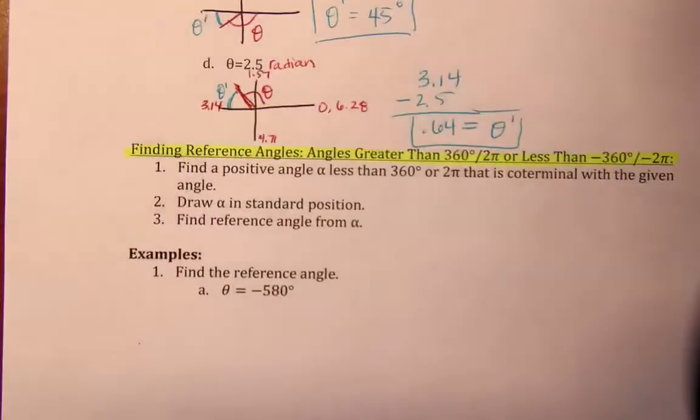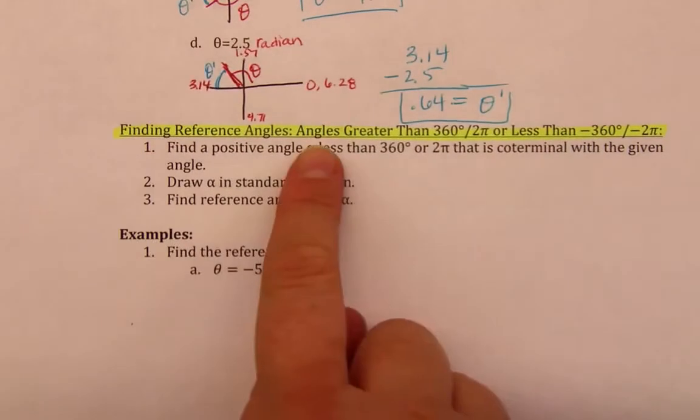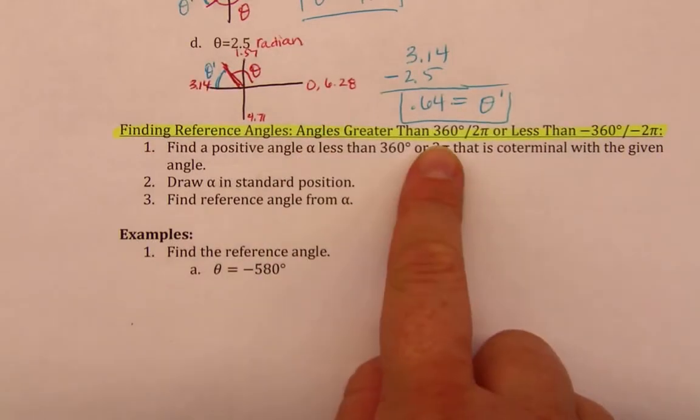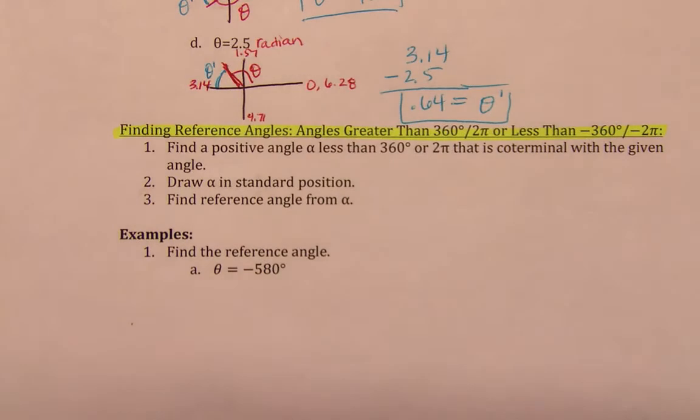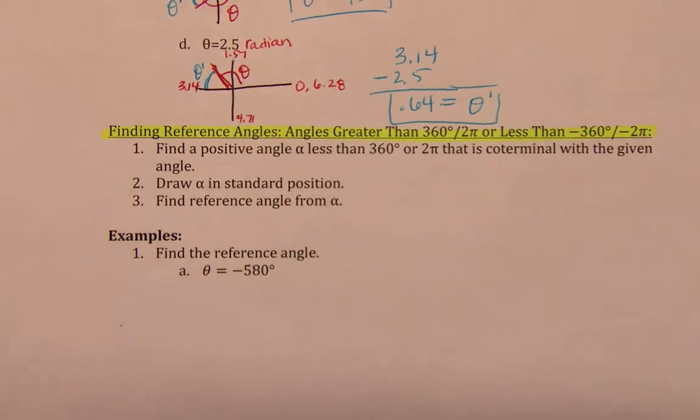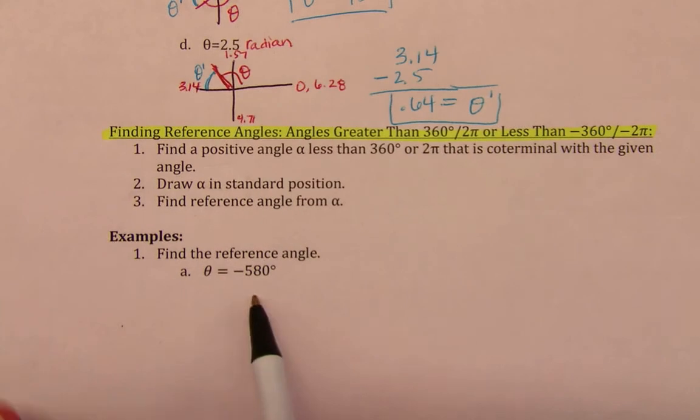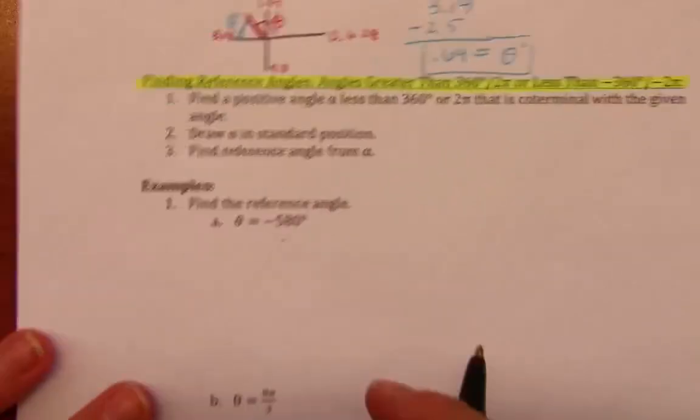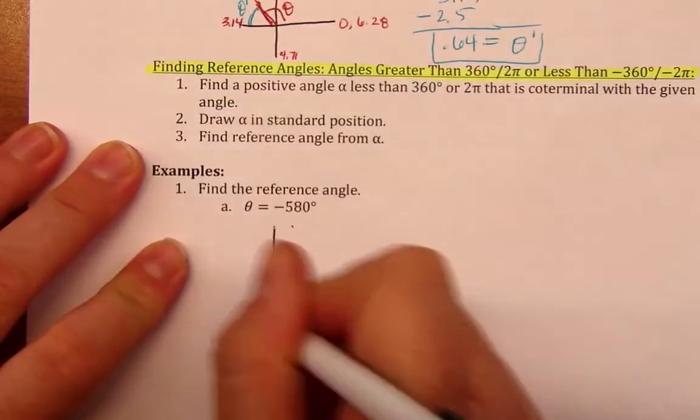Now, what do we actually want to use reference angles for? Finding reference angles for angles that are greater than 360 or 2 pi and less than negative 360 or negative 2 pi. So here are some steps, and I'll let you guys read those on your own, but there's really only 1 or 2 extra steps for these. So here we have an angle that is smaller than negative 360.